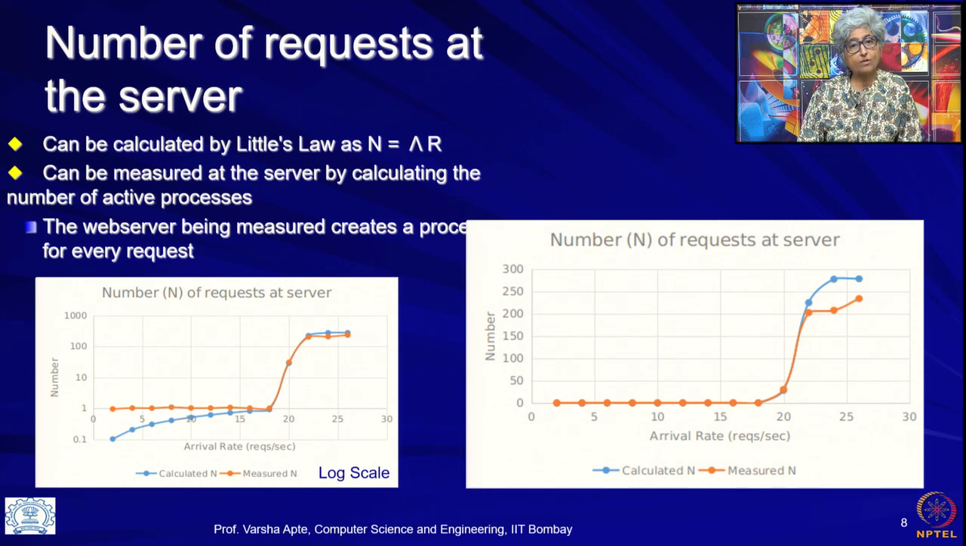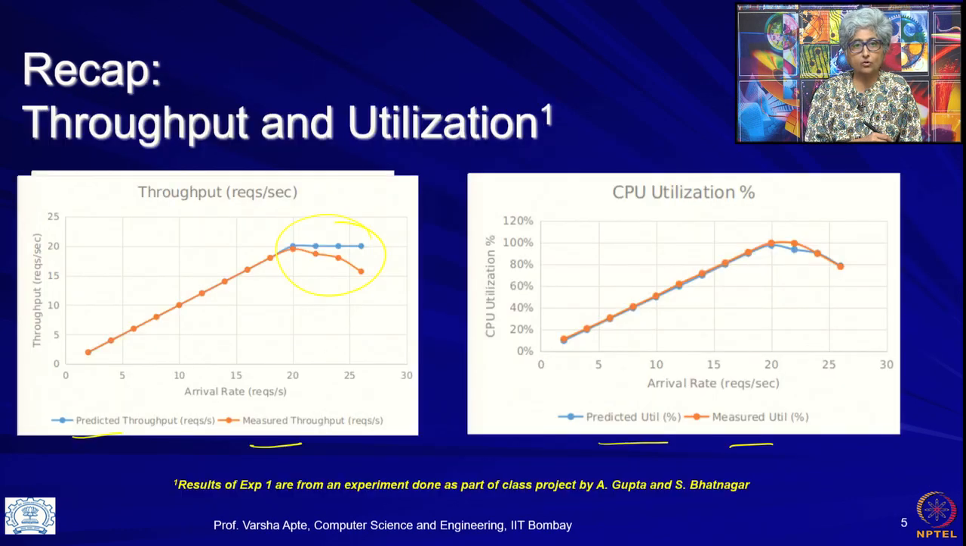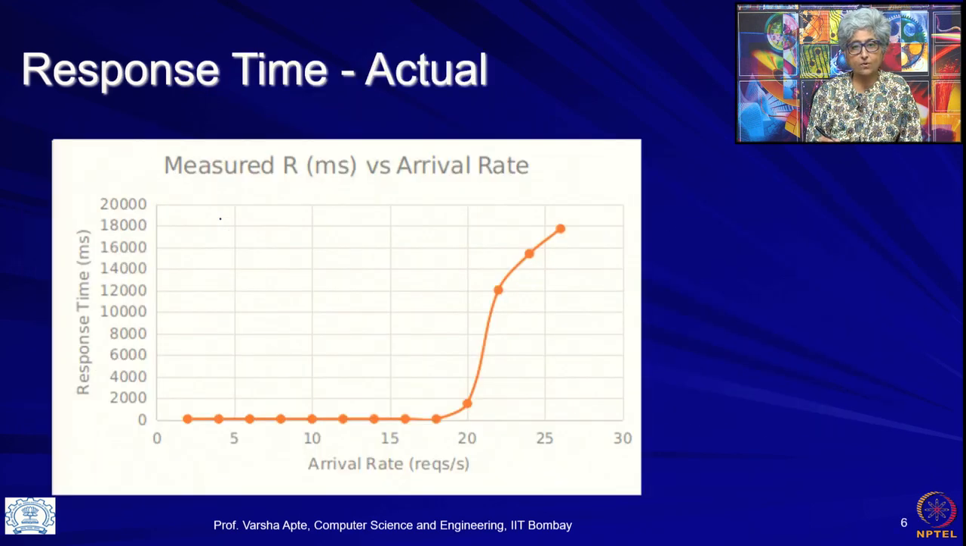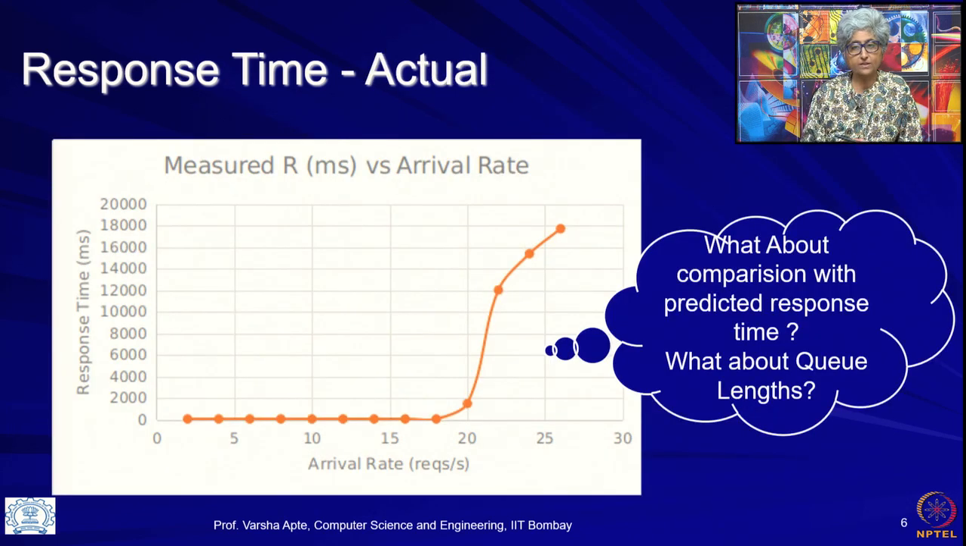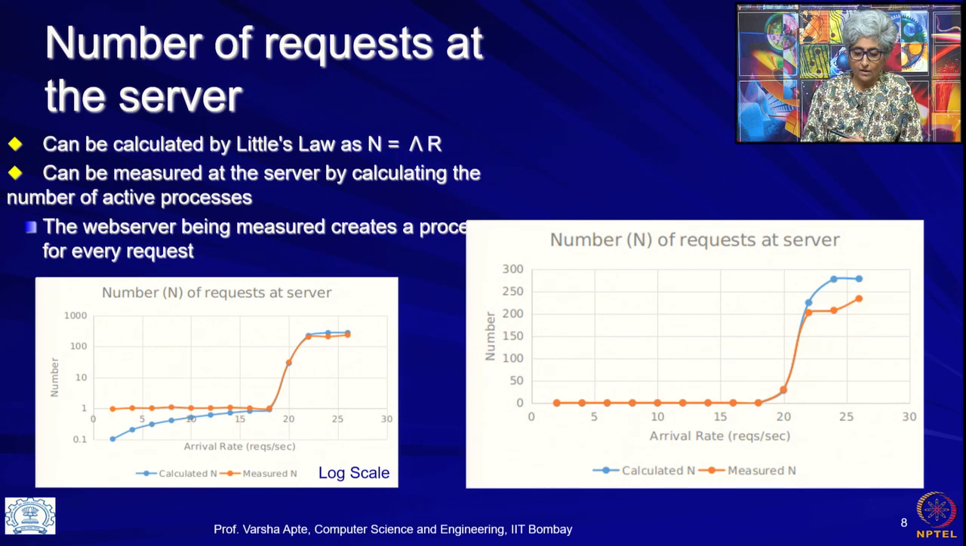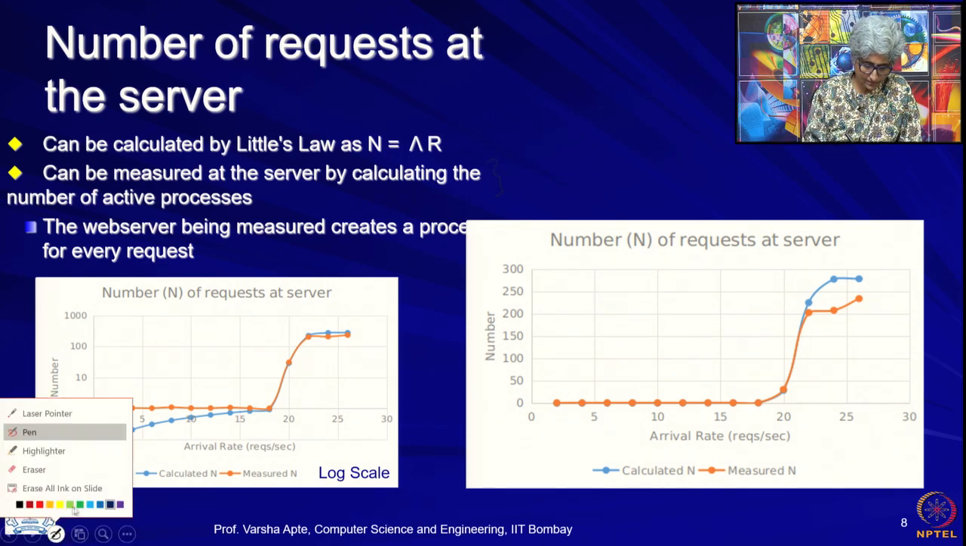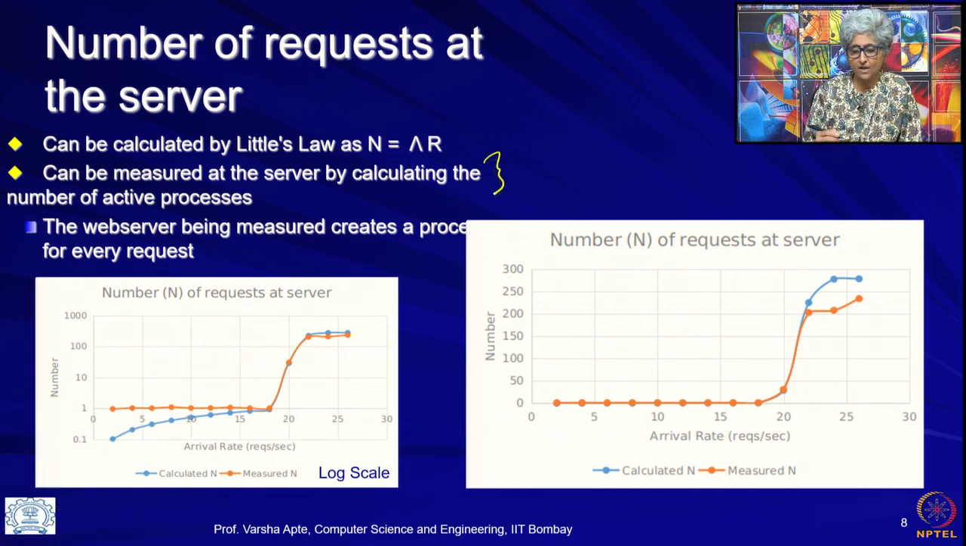The next thing is the number of requests at the server. Now that we have response time, and we have throughput also from our measurement, we can calculate the number of requests that we think are at the server. But then again the question is, can we actually measure it and see how well that calculation matched the measurement? It turns out that if we do some clever measurements, we can measure the number of active processes of the web server. Those will be the requests that are actually being processed at the web server.